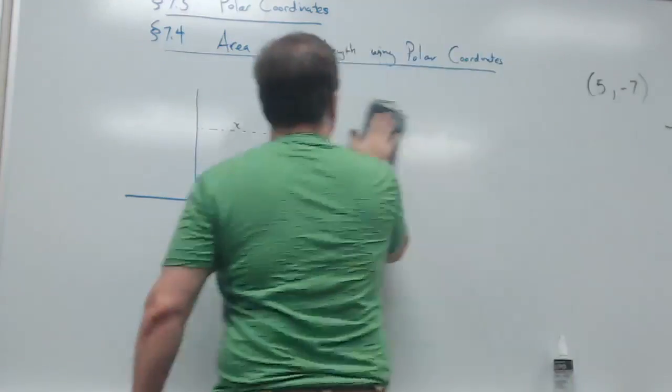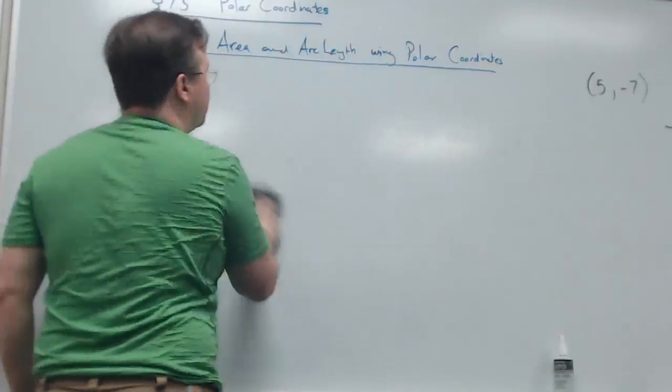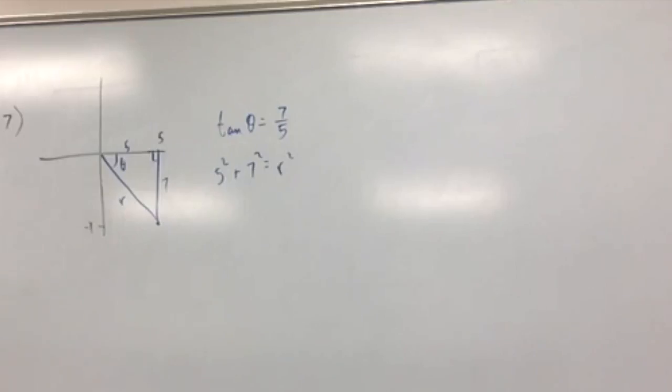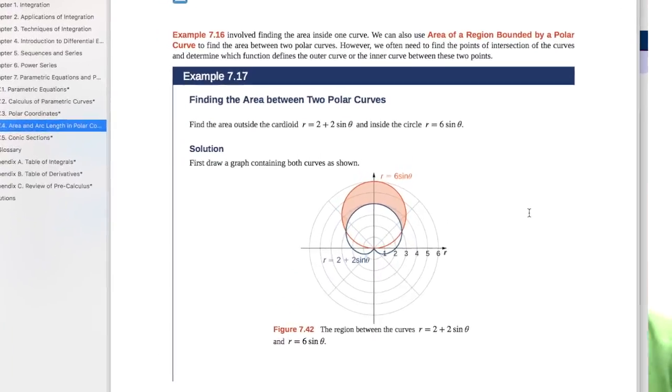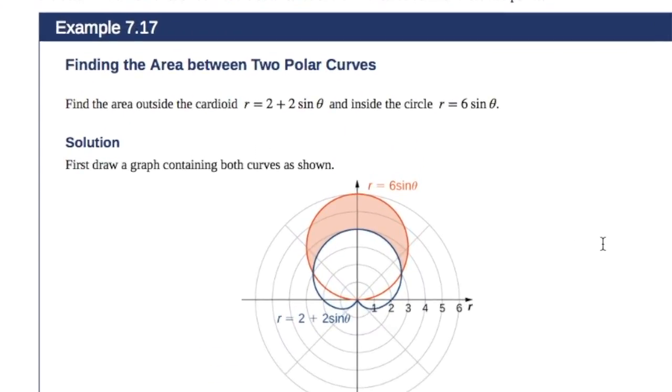If I give you a graph in polar coordinates, such as example 7.17 from section 7.4. Find the area between two polar curves: the area outside the cardioid and inside the circle. Do you have a picture of the graph? From section 7.4, if you have the same PDF as me, it's on page 667.